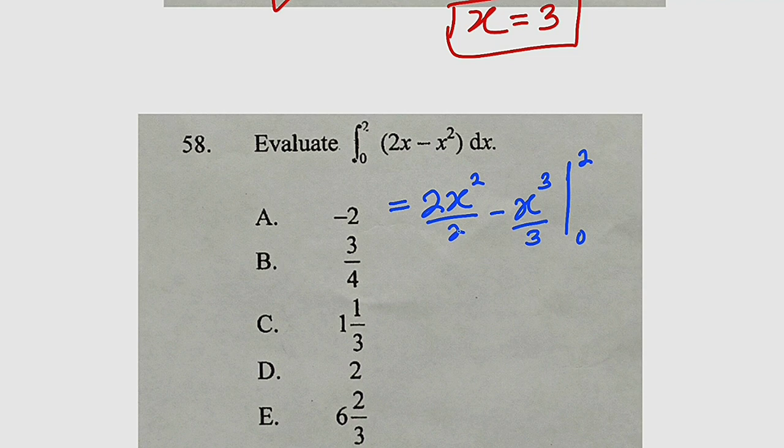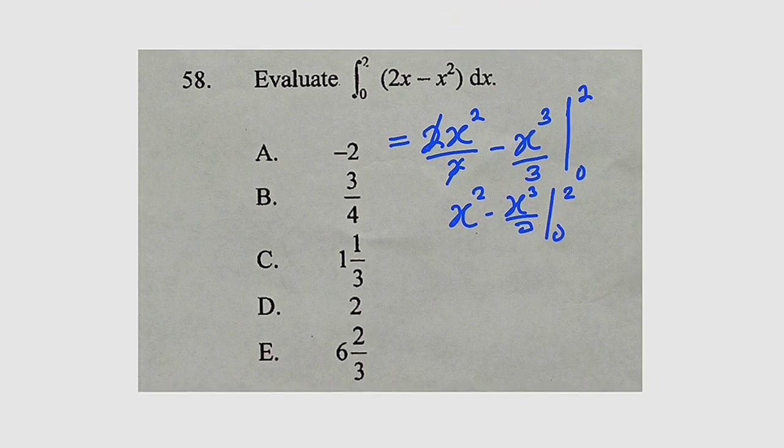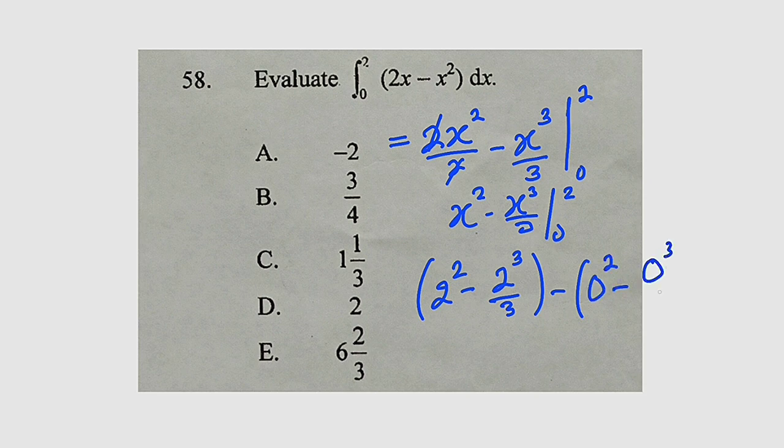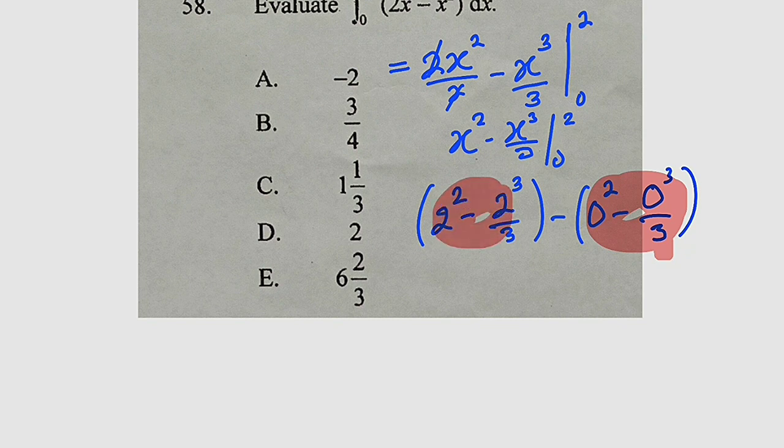If you simplify this, you have 2 cancel 2, just x squared minus x cubed divided by 3 from 0 to 2. Let us substitute the boundaries. The upper bound is 2, so you replace x with 2, that is 2 squared minus 2 to the power of 3 divided by 3. Then you take the lower bound, that is 0 to the power of 2 minus 0 to the power of 3 divided by 3. You simplify, you can see the whole of this will be 0. The only thing we have is this.